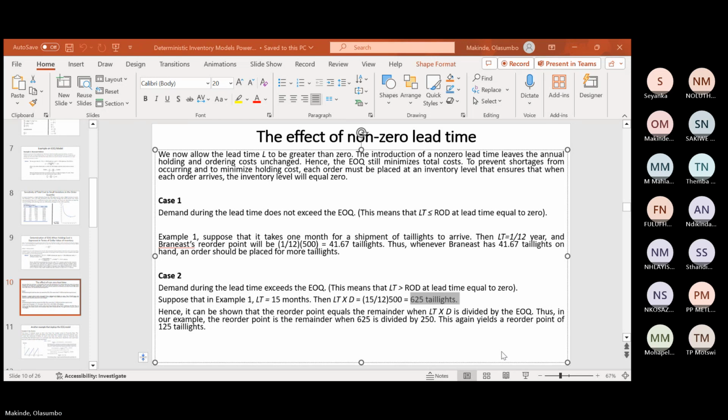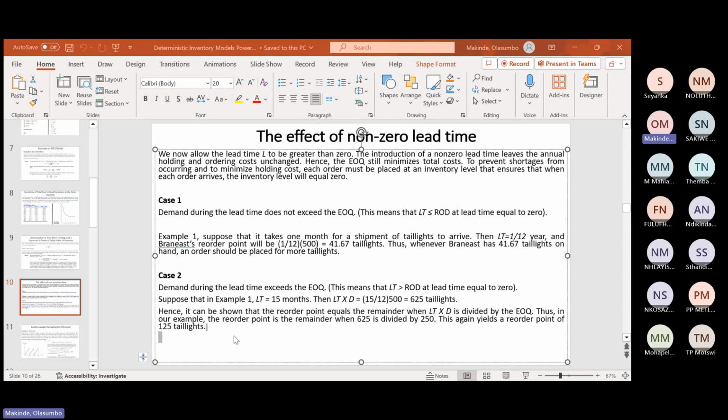625 divided by 250, that is 2.5. So after you have done that, you see you get 2.5 as your result. Take the result you get anytime you have a case 2, divide it by the EOQ you have computed. So you have got 2.5, then you take the decimal part, which is 0.5.